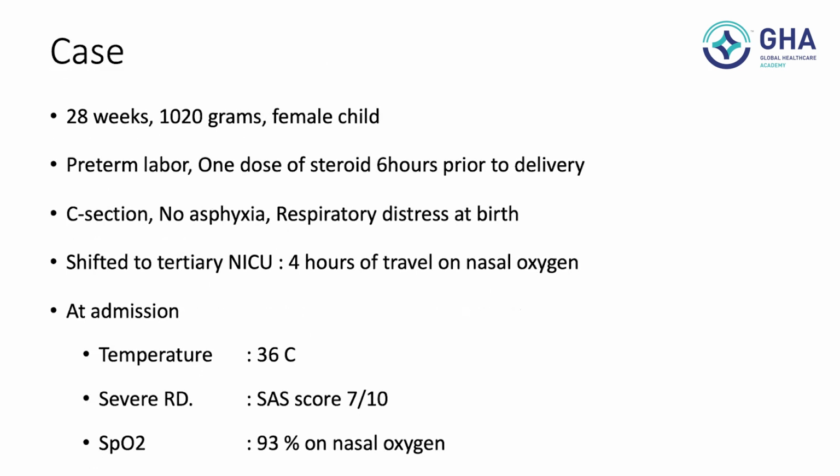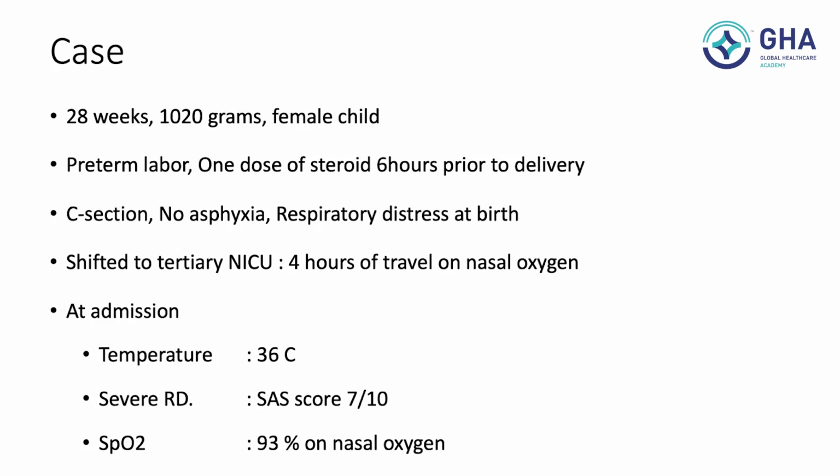This is a 28-weeker, around 1 kg girl child. Baby was born by preterm labor and 1 dose of steroid was given 6 hours prior to delivery. And we know that antenatal steroids have a huge role in preventing severity as well as incidence of RDS and all the other neonatal morbidities. So this baby has not got a complete course of steroid. The baby was born by C-section and there was no asphyxia.